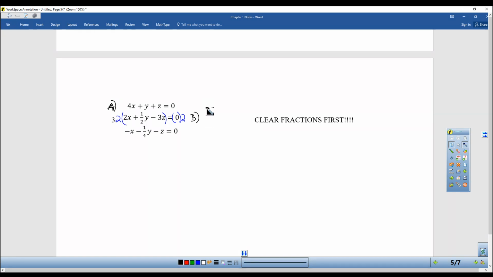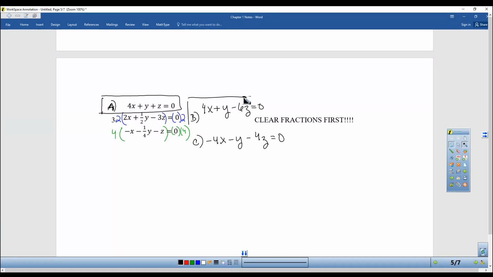So my equation B is going to be 4x plus y minus 6z is equal to 0. That's going to be my equation B. In my equation C, I'm going to multiply this by 4, because 4 times 1 over 4 would just make 1. So my equation C is going to be negative 4x minus y minus 4z is equal to 0. I personally think that it is a huge advantage to work with 3 normal equations.